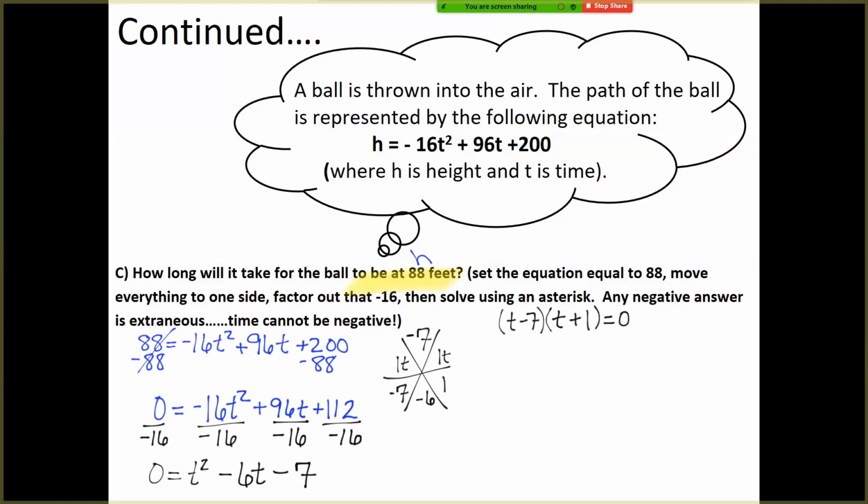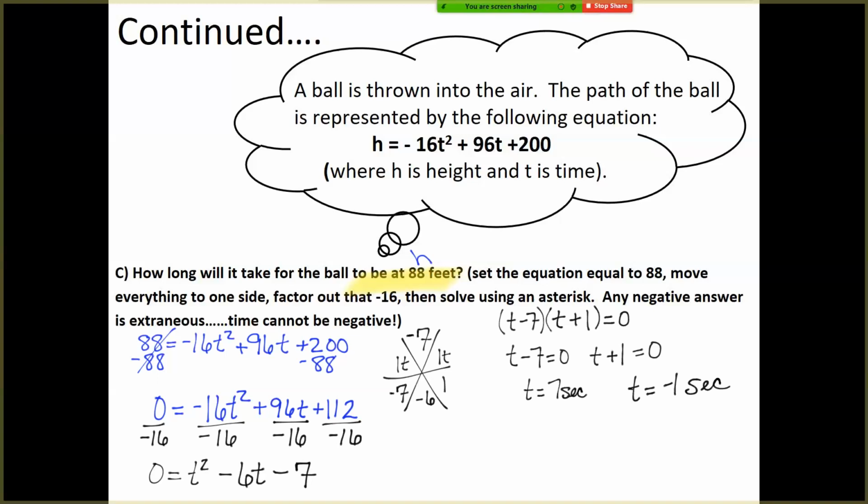Zero product property tells me if I have two sets of parentheses being multiplied together, and their product is 0, then one of them must equal 0. So either t minus 7 equals 0 or t plus 1 equals 0. So when I solve both of those, I get 7 seconds and negative 1 seconds.